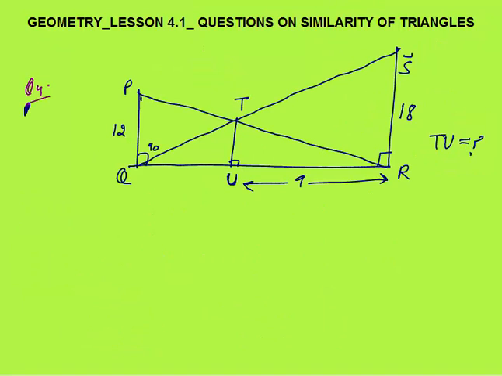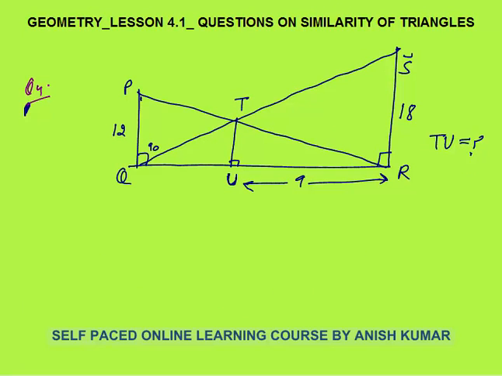This is question 4. PQ, TU and SR are all at 90 degrees to the same line. We need to find the length of TU. PQ is given as 12, UR is given as 9 and SR is given as 18.